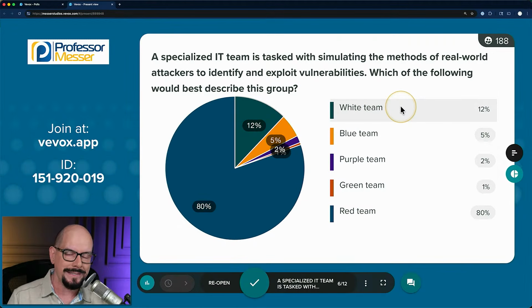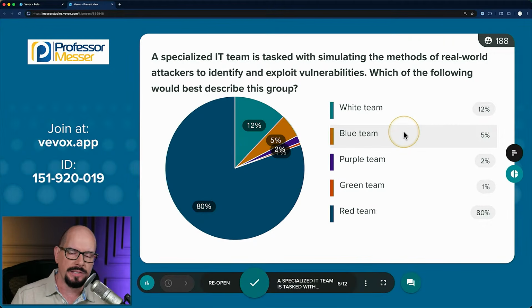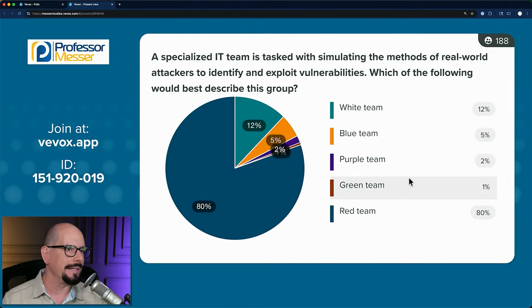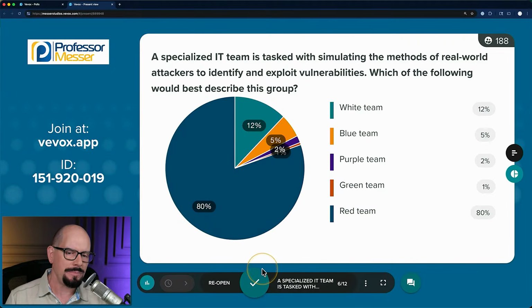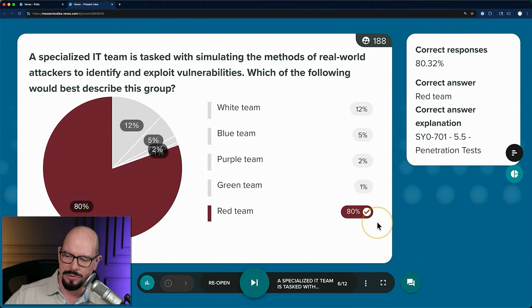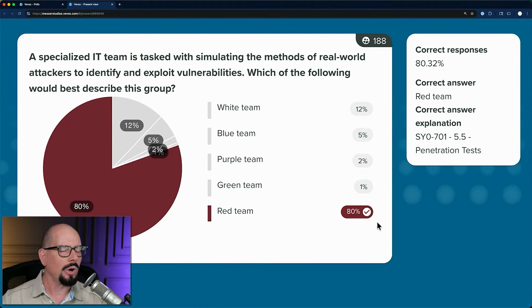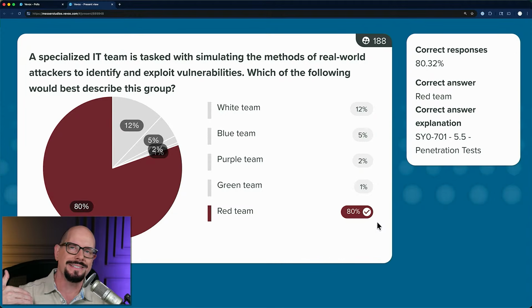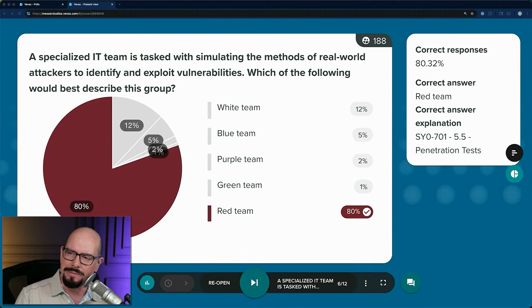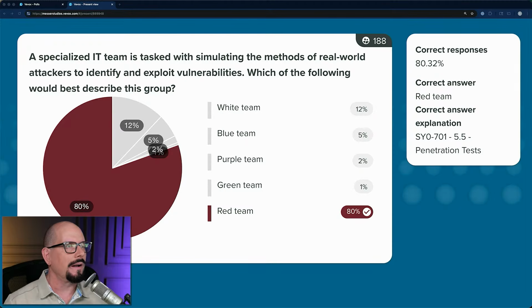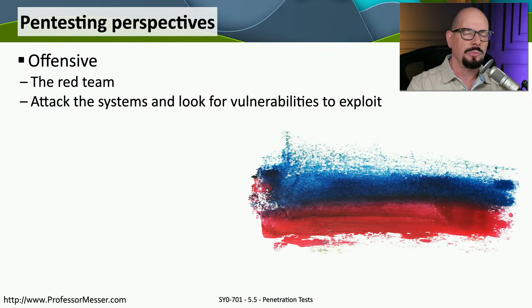12% of you said it's the white team providing that. We have 5% that said the blue, 2% said purple, and 1% said green. Well, in this case, with 80% of you saying red, we sort of have to go that direction, don't we? Where we're working in an offensive way. We are attacking this network, but internally. We're attacking it in a way that might provide us with a more focused and attack view from the inside so that we can really test what's going on. And if you're part of that team, it would indeed be the red team that we're working through.